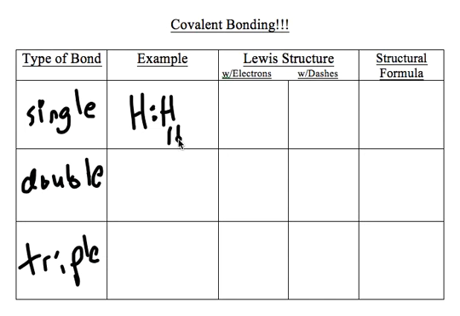The same would be true if you did like HCl. H has one, Cl would have seven, and those seven could be placed like this. Now chlorine has 8, makes it look like a noble gas. This hydrogen has 2, makes it look like a noble gas. Lewis structure would look like this.